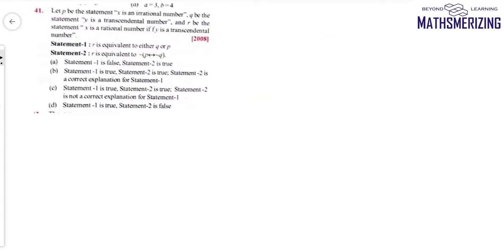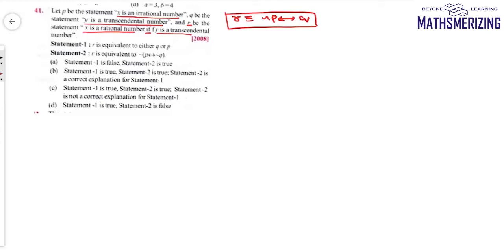Now question number 41 says, let P be the statement X is an irrational number and Q is the statement Y is a transcendental number, and R be the statement that X is rational if and only if Y is transcendental. So that means this R is equivalent to X is rational. So X is rational means this is not P, if and only if Y is transcendental, which is Q. So basically R is not P if and only if Q.